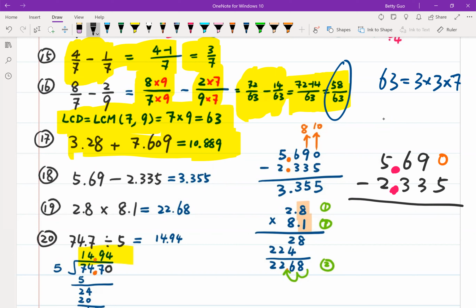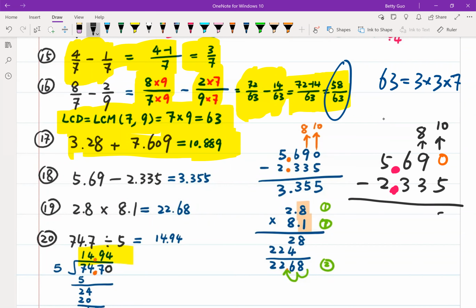0 is less than 5, so we have to borrow 10 from 9. Borrow 10 from 90. So here you get an 80. 9 becomes 8. 0 becomes 10. 10 is bigger than 5. 8 is bigger than 3. 6 is bigger than 3. 5 is bigger than 2. So we are ready to subtract.